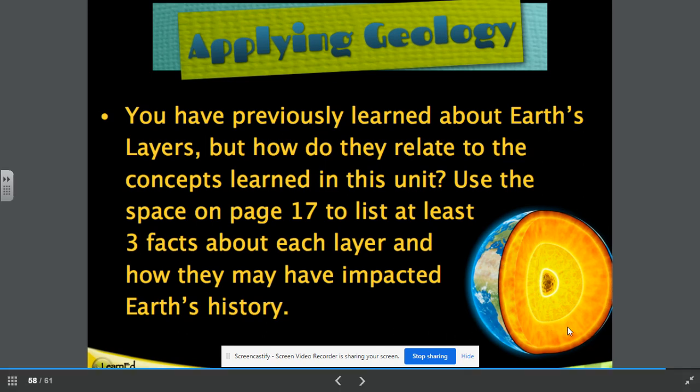And I know there's more layers than just 3, but for the sake of this exercise, we'll just consider the inner core and outer core as one, the core. This orange section would be the mantle, and then the top layer would be the crust. Go ahead and fill that out on page 17.